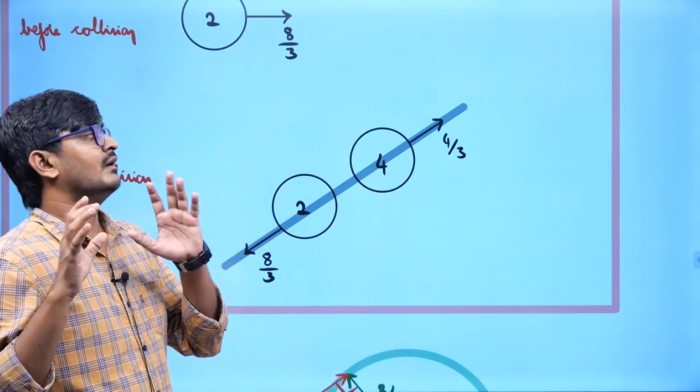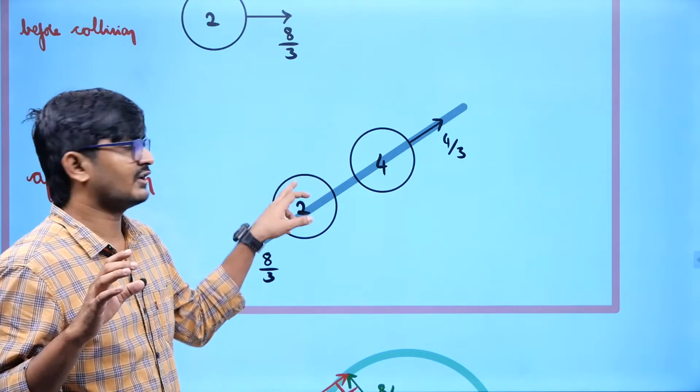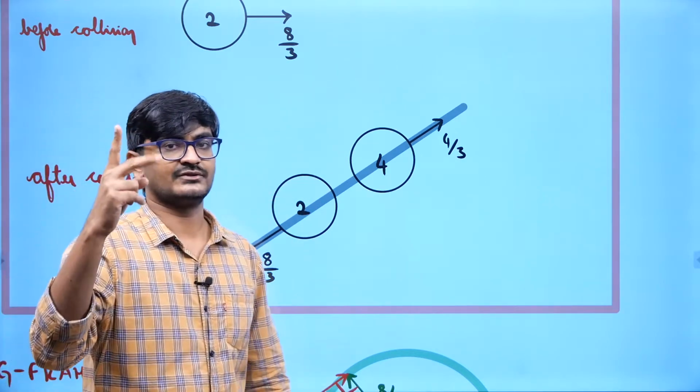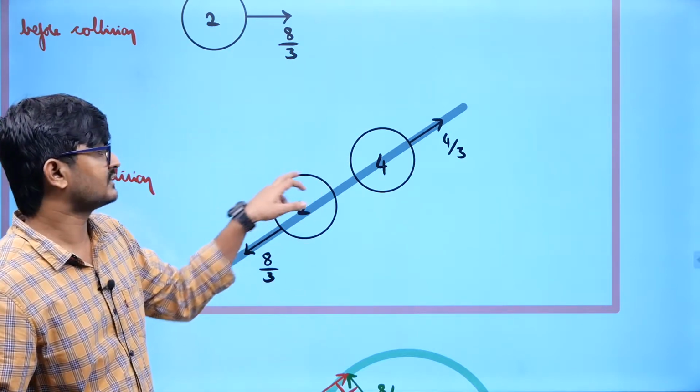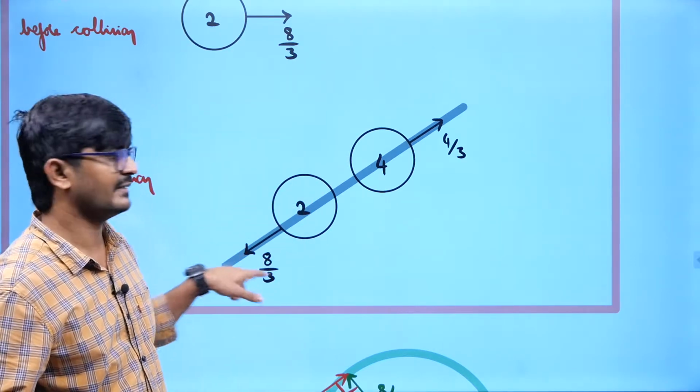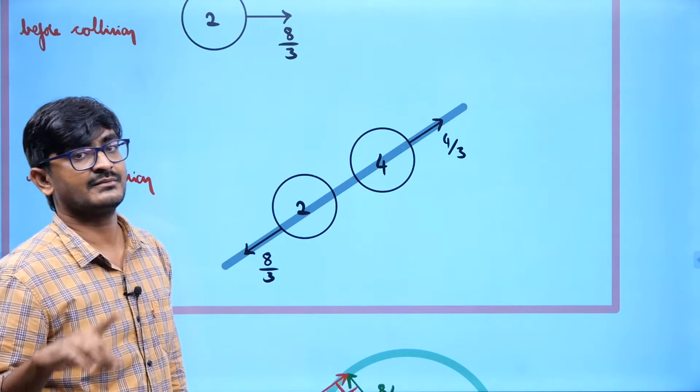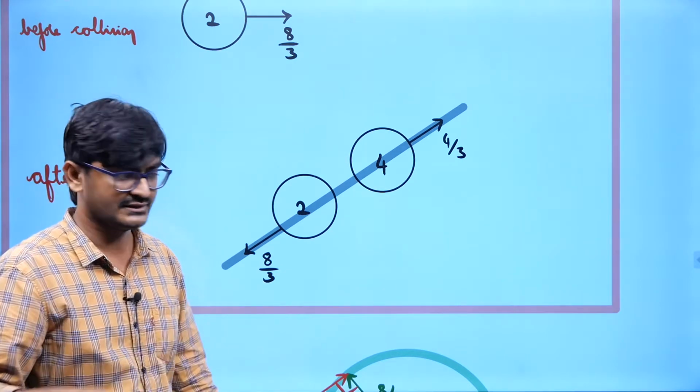Now if I want to observe this velocity, I can look at it in two parts. One is velocity of center of mass and the other is velocity about center of mass. What is the velocity of this one about center of mass? It is 8 by 3. But what is the velocity of center of mass? It is constant in this particular question, which is 10 by 3.